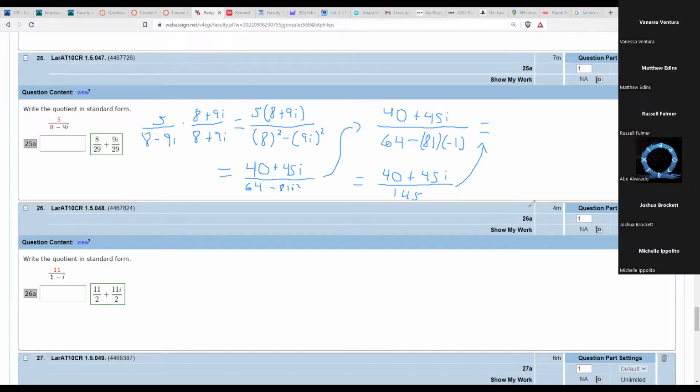What goes into 145 and 40 and 45? What about 5? Yeah, I think 5 is the best one. If you divide everything by 5, you can reduce the fraction, right? If you want to show the intermediate step, you could do two fractions separately. So 5 goes into both, and that's when you get this answer here. 5 goes into 40 8 times. 5 goes into 145 29 times. 5 goes into 45 9 times. And that's it.